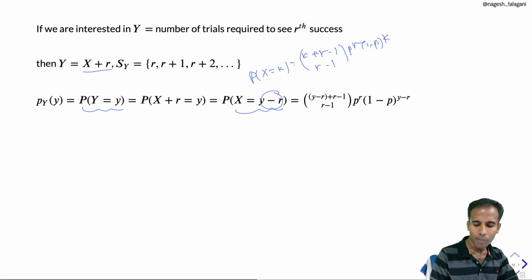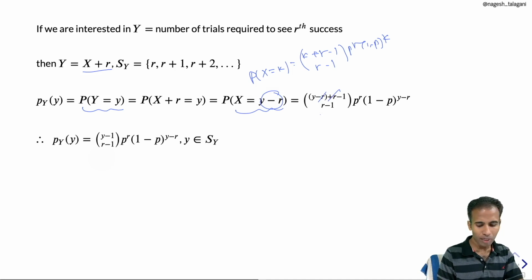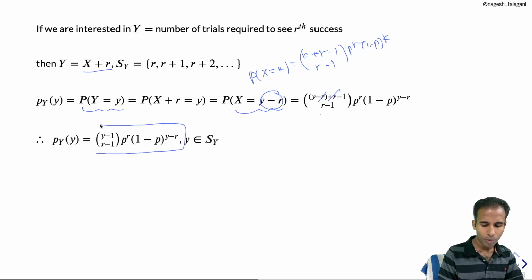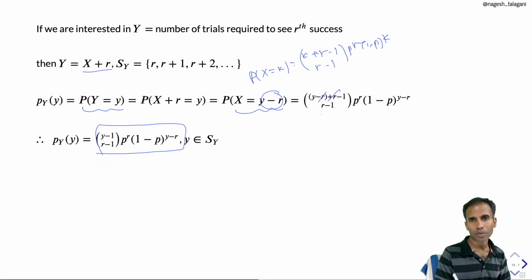So C(y - r + r - 1, r - 1) p^r (1 - p)^(y - r). Here r cancels. So we end up with the PMF P_Y(y) equal to C(y - 1, r - 1) p^r (1 - p)^(y - r) for y belongs to S5.